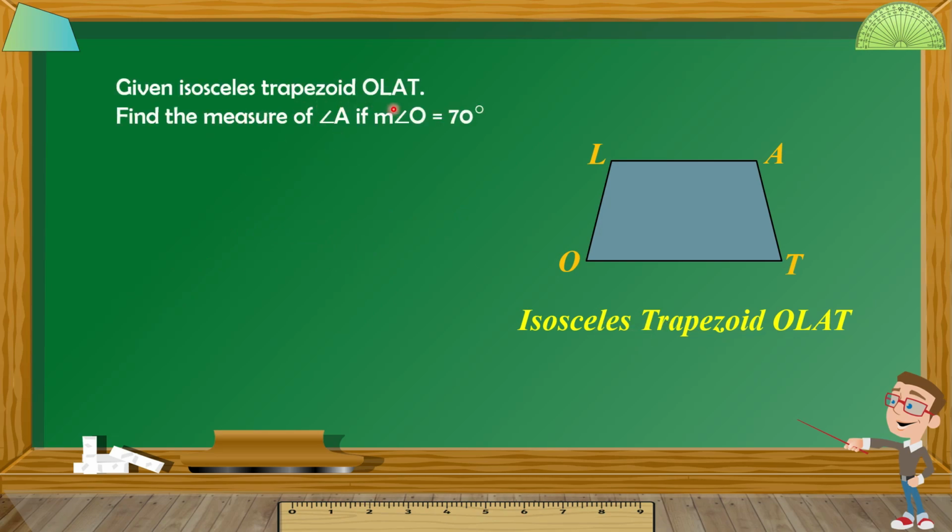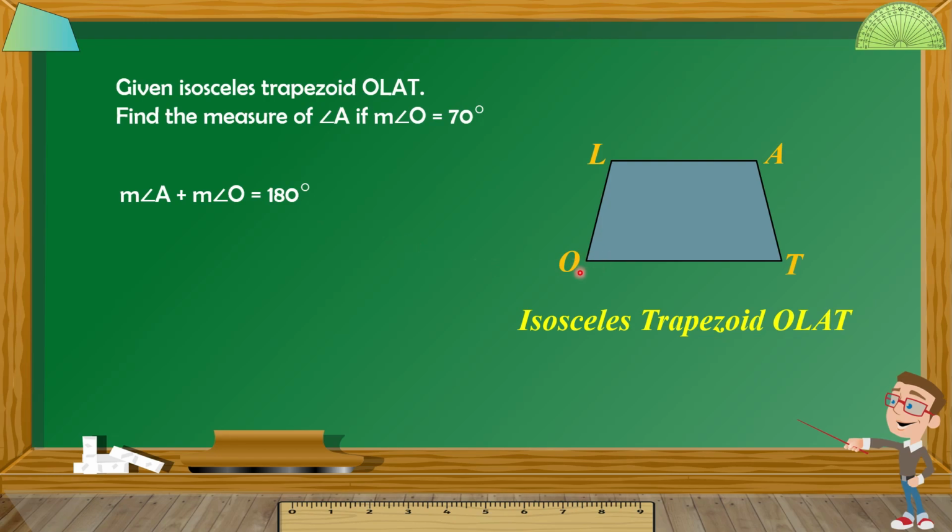Given isosceles trapezoid OLAT, find the measure of angle A if measure angle O is equal to 70 degrees. So, si angle O daw ay 70 degrees, at ang pinapahanap dito is yung measure ni angle A. So, yung magagawa nating equation dito ay measure angle A plus measure angle O equals 180 degrees. Kasi based sa theorem natin, di ba, opposite angles are supplementary.